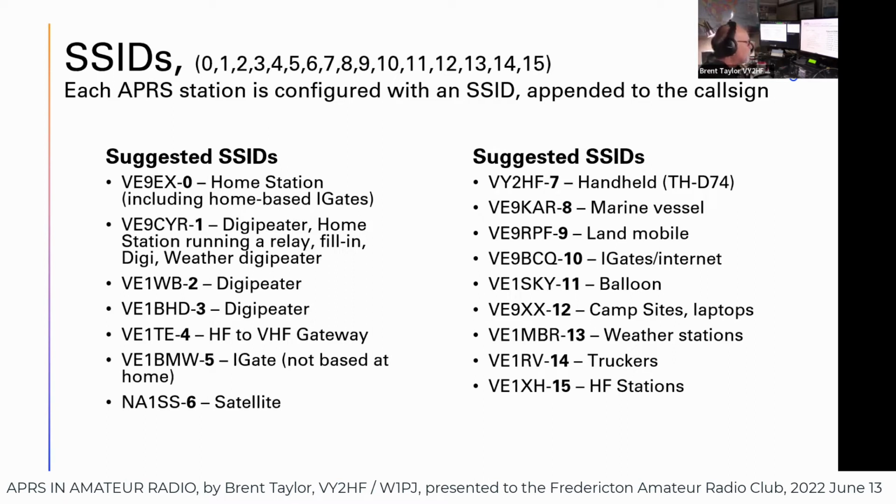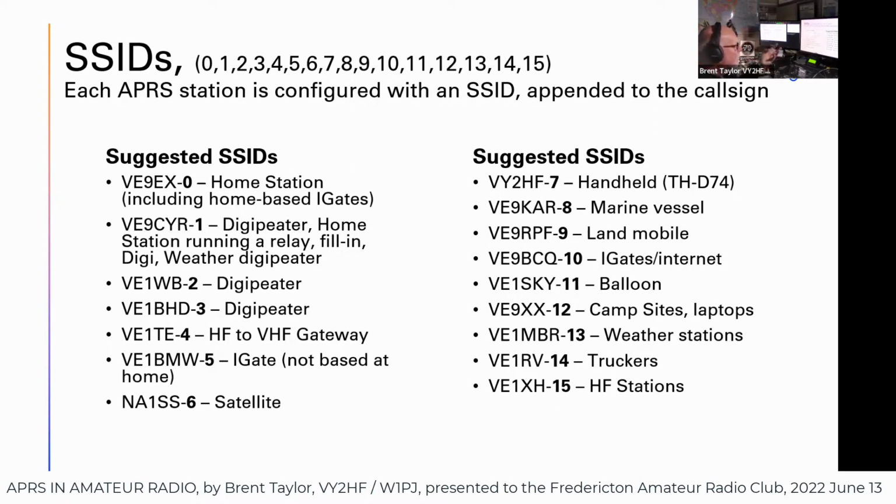VE1SKY-11 is a balloon. That's pretty well restricted to balloons. You wouldn't want to use -11 if you weren't a balloon, typically. VE9XX-12, a campsite, someplace remote. Could also be used for laptops. -13 would be typically a weather station. -14 would be used by truckers, transport drivers. And VE1XH, in this case Greg, he's on HF, he'd be -15. That would be his SSID. So that's how we operate.